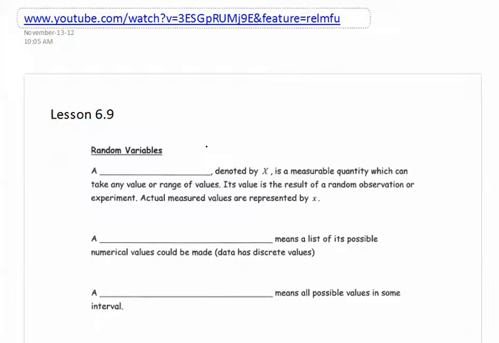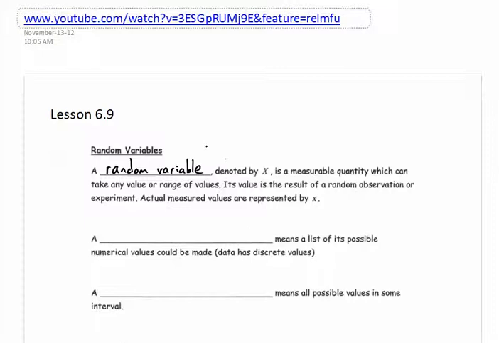So this is lesson 6.9 called Random Variables, and it's where probability meets statistics. Now, a random variable, denoted by capital X, is a measurable quantity which can take on a range of values or any value, and its value is the result of a random observation or experiment. Actual measured values are represented by x. This sounds really complicated, but we're going to see some examples so that you'll make sense of it.